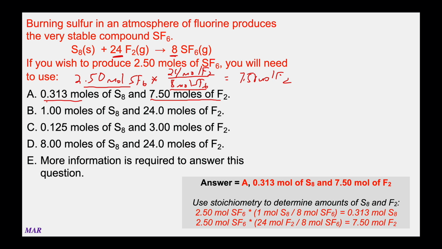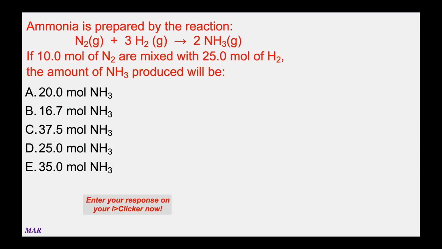So in this problem, you use those stoichiometric factors once again to find the desired amount. So in theory, if you put 0.313 moles of S8 with 7.50 moles of F2, you would end up with 2.50 moles of SF6. Kind of a powerful technique. If you have a balanced equation, there's a lot of things you can do, and this is like one example of how that works. Ammonia is prepared by the reaction nitrogen plus 3 hydrogen makes 2 ammonia.